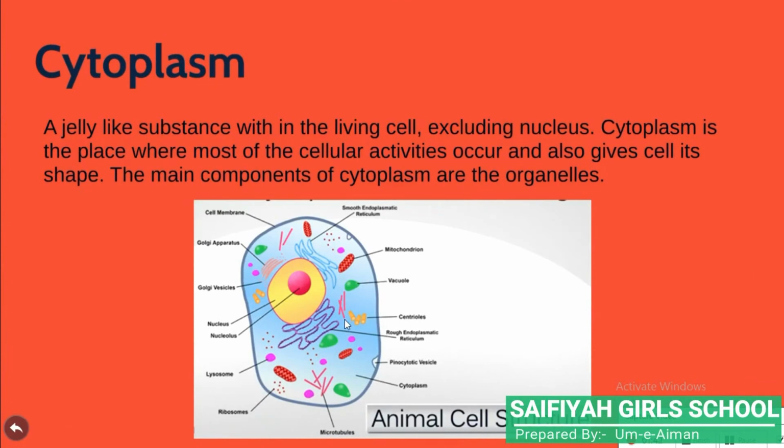Cytoplasm. Cytoplasm is a jelly-like substance within the living cells excluding nucleus. Cytoplasm is the place where most of the cellular activities occur, as it is the largest part of the cell. Cytoplasm also gives cell its shape. The main components of cytoplasm are the organelles. Now, let me tell you about different organelles.